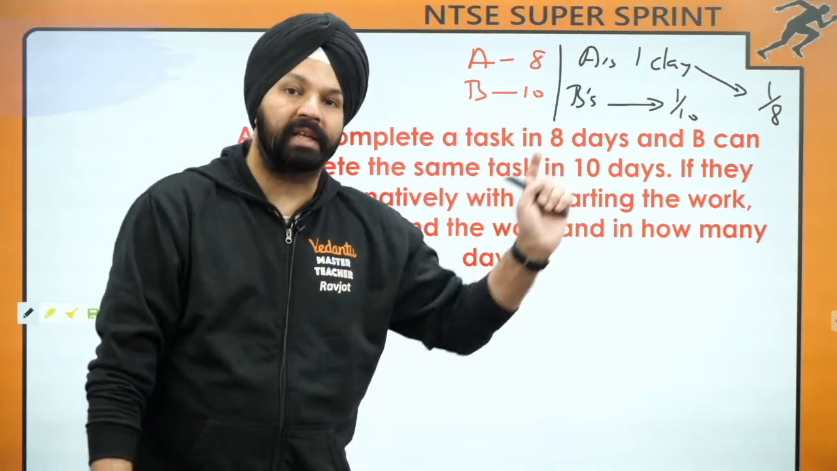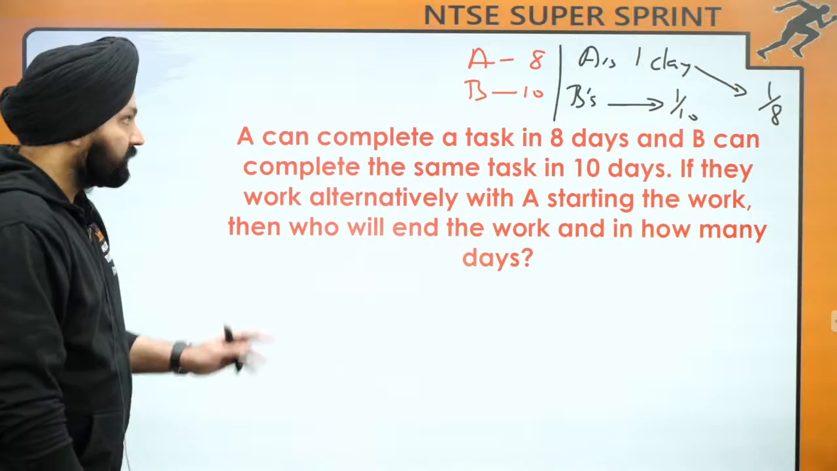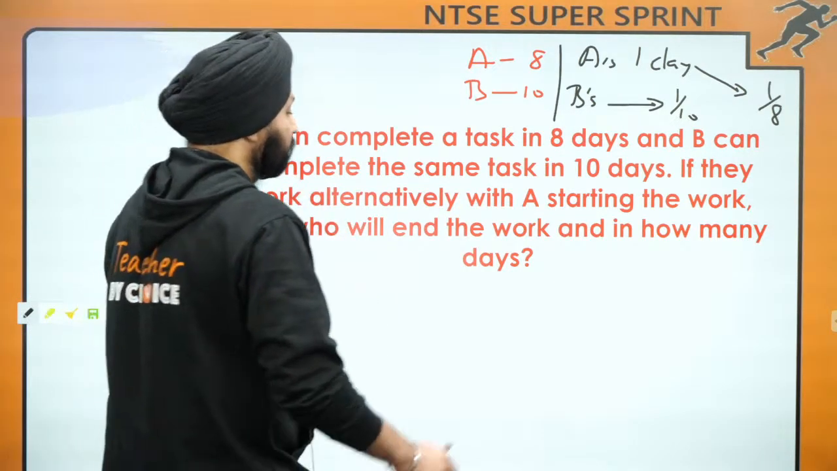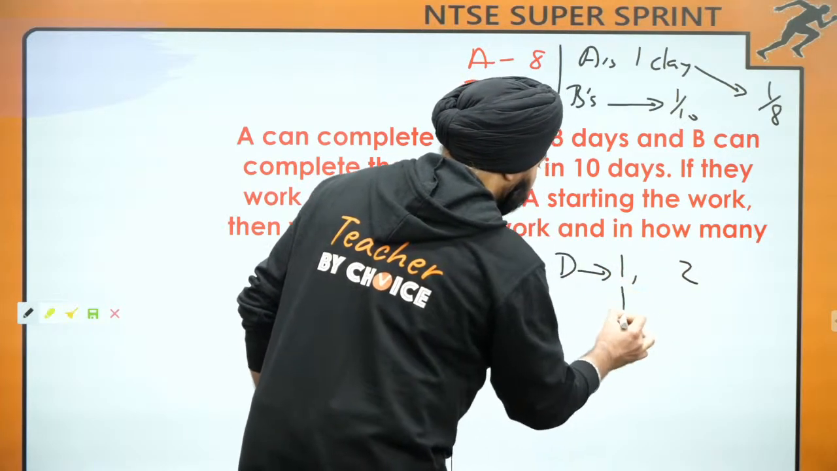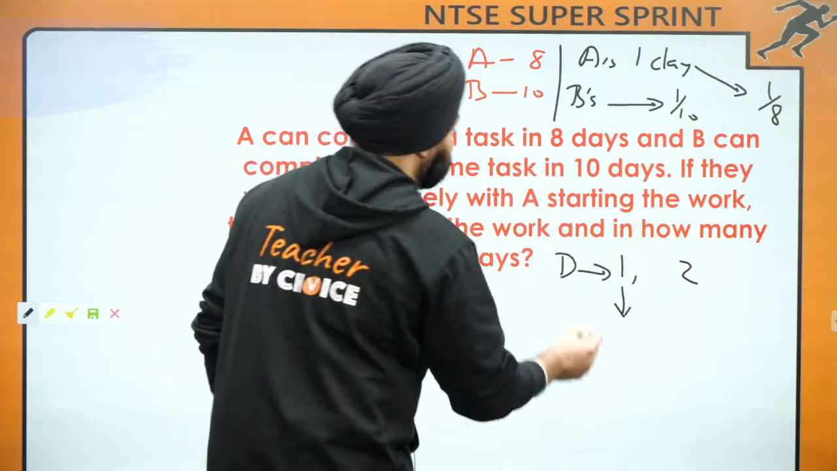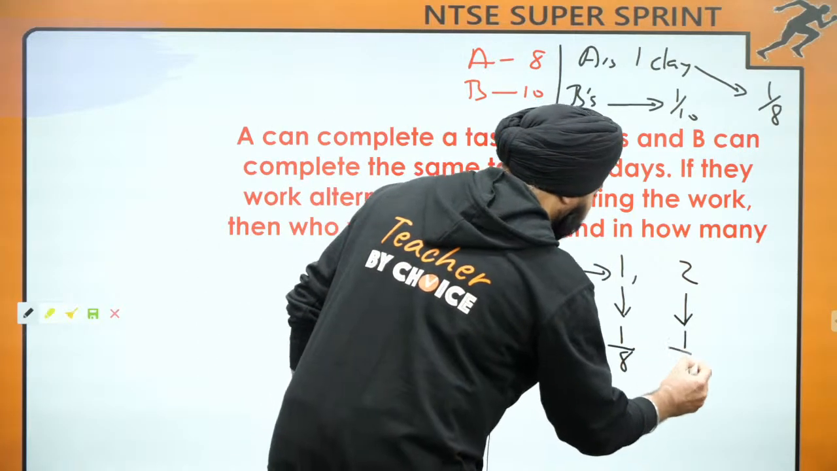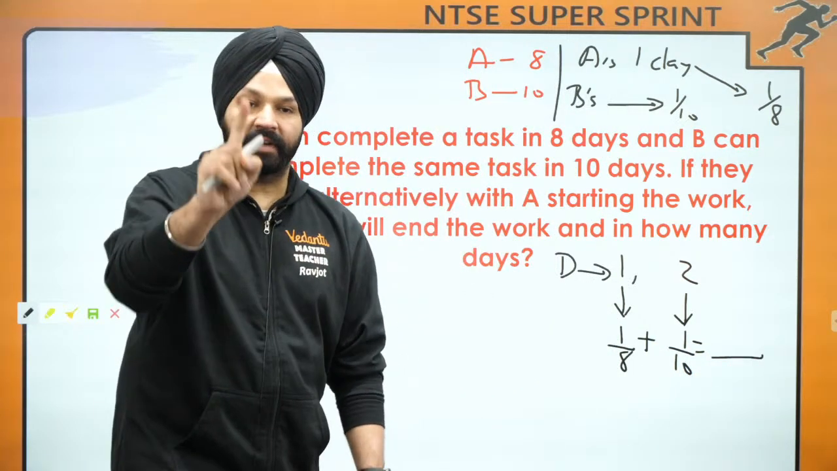If he finishes his task in 10 days, his 1 day work is 1/10. Now, what he says is they are working alternately. The first day, day number 1, A is working. So that is 1/8. Day number 2, B is working. So that is 1/10. You add these two and check how much work has been done. Total work is always 1.